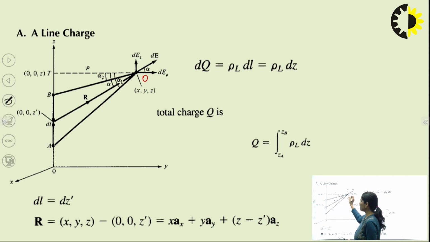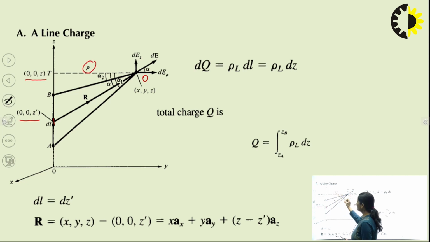You can find the line charge on this. Here consider dl, meaning differential length, on this line AB. Its coordinates are 0, 0, z dash, and this is the line. This is the z-axis, on which there is a point 0, 0, z. This is a point T, and OT is equal to rho. This is rho.